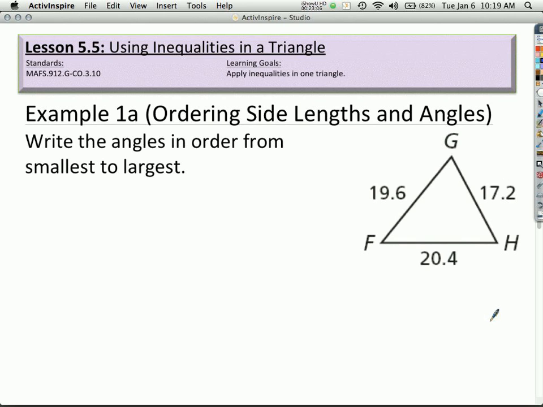For the first bunch of questions, a sketch will be good enough. So we're given a triangle and we're given the lengths of the sides of the triangle. That will automatically tell us something about the angles in the triangle. And so we are asked to write the angles in order from smallest to biggest.